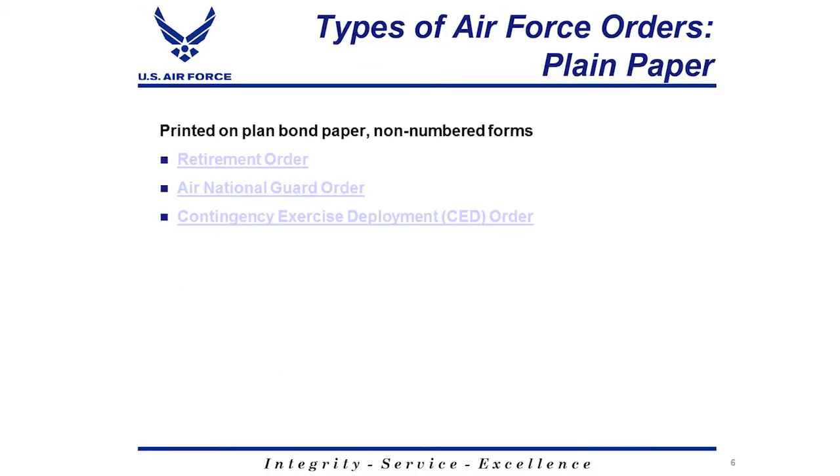Here you will see a list of Air Force orders that are printed on plain bonded paper and are non-numbered forms, but they are all official Air Force orders: retirement orders, Air National Guard orders, and Contingency Exercise Deployment, CED, orders.